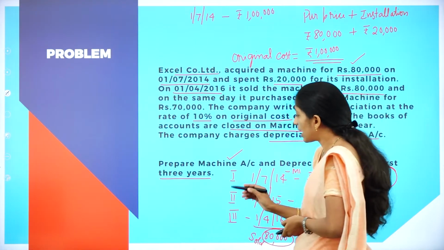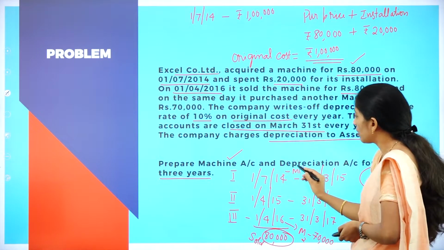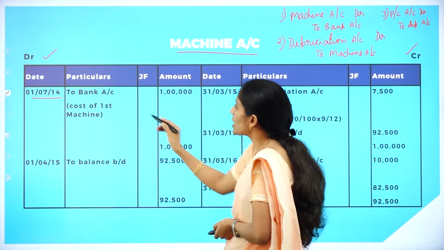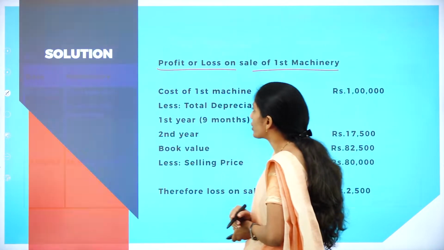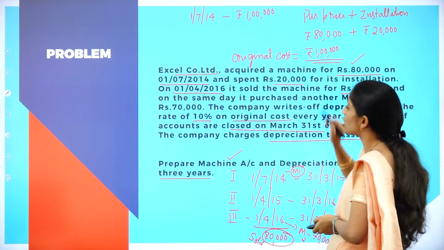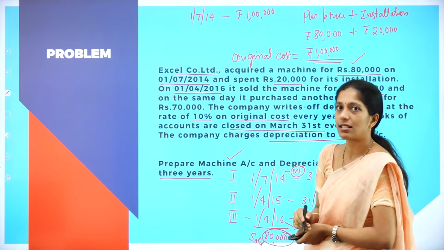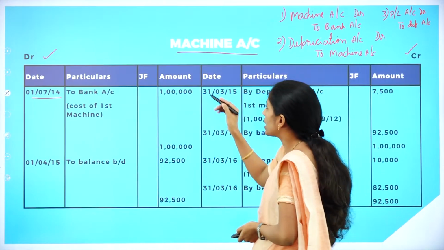1/7/2014. So see the date, 1/7/2014 we have purchased the first machine, correct? And what is the cost of the first machine? I have already calculated here. Original cost is how much? 1 lakh. That is 80,000 plus 20,000 installation charges. So it is 1 lakh.